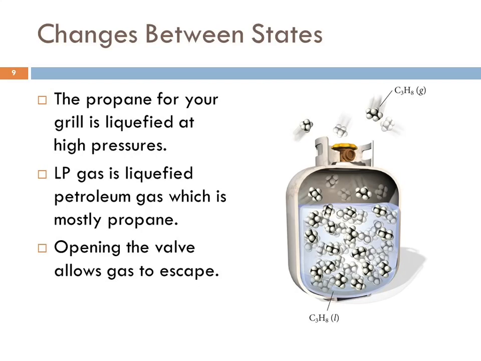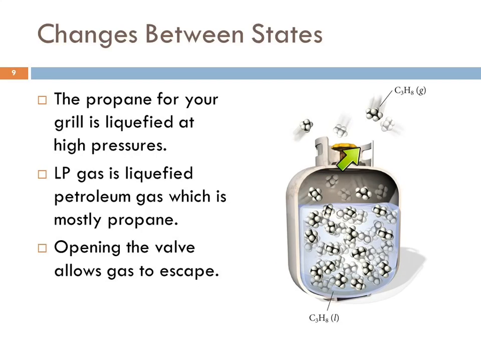The advantage of that is you can get a lot more propane in the cylinder than if it was in the gas state. If you wanted enough propane in the gas state to cook a steak, you'd need this ginormous tank of propane. So high pressure, remember we talked about non-ideal gas behavior, at high pressure you're squeezing the molecules together. That's where it doesn't really obey the ideal gas law anymore. So under high pressure, it will liquefy.